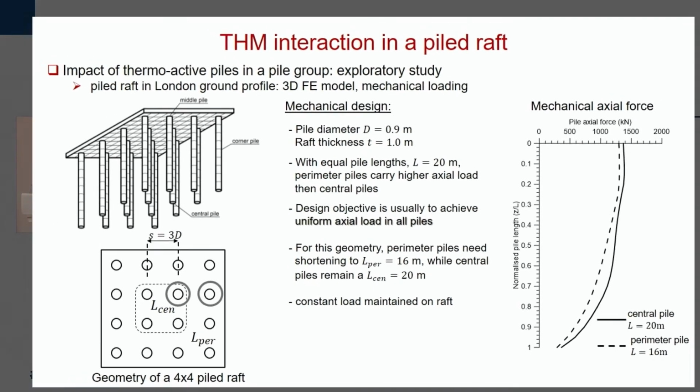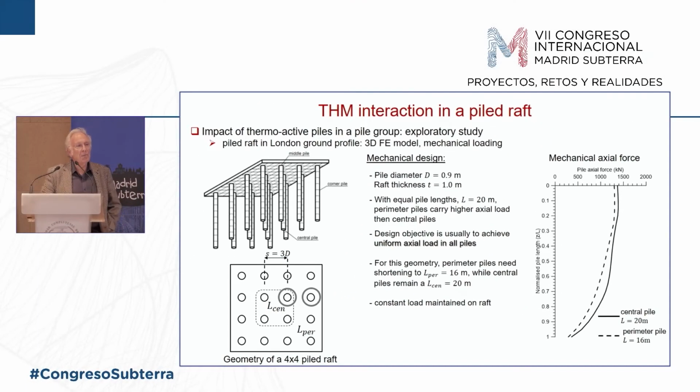We all know that. So often, when we're designing a pile group, we will make the outside piles not so long, in this case 4 metres shorter, so that the piles tend to take the same load. The reason for that is that it reduces the bending moments in the raft and equalises the load. So we've done both cases, but I'm taking this case now.